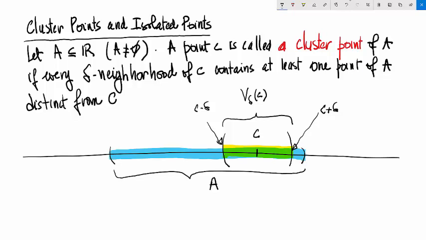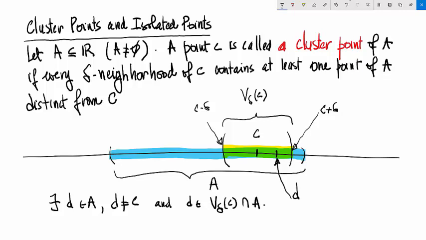Okay, so we take a delta neighborhood of this point C, and you can see that it intersects A. I can find an element, say D, which is at the intersection of V delta C and A, right? So there exists D in A, and D is not C, and also D is at the intersection of V delta C and A. Okay, so because these conditions are satisfied, then we say that C is a cluster point. So this is a nice illustration of the concept of cluster point.